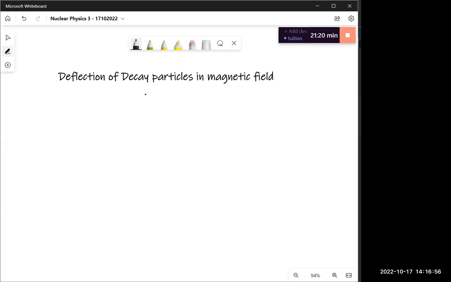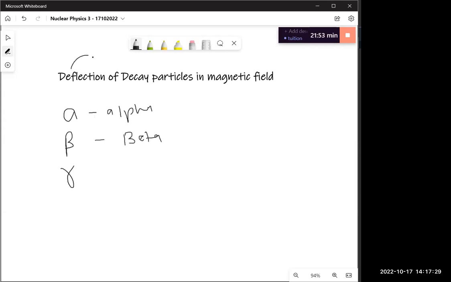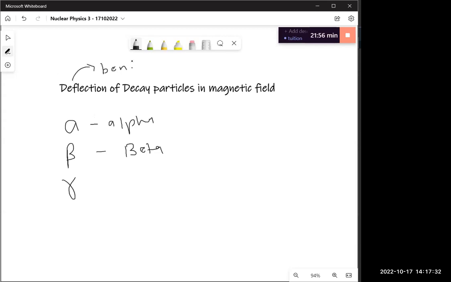We're looking at the deflection of decay particles in magnetic fields. Anas, tell me, how many types of decay particles do we have? Alpha, beta, and gamma. Now, all of these are going to bend. What is the meaning of deflection? Deflection basically means bending. This is gamma.